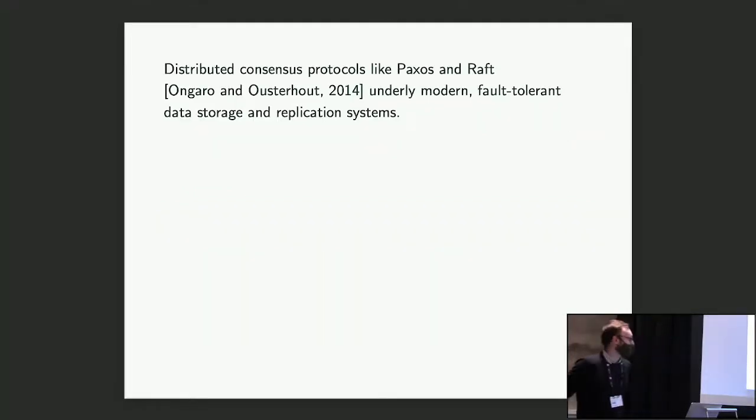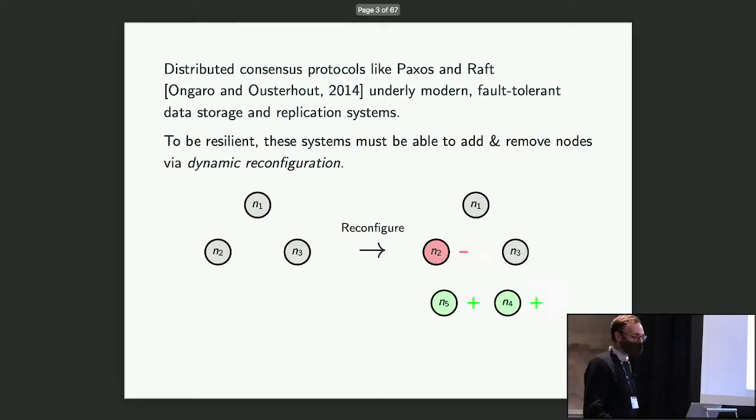So I'll start by motivating why we might want to do these kinds of formal verification efforts for protocols like this. Generally, distributed consensus protocols like Paxos and Raft now serve as the foundation underlying many modern fault-tolerant data storage, database, and replication systems. To be resilient to failures, these systems must have an ability to do what we refer to as dynamic reconfiguration: over time, we want the set of servers operating a consensus protocol to change dynamically, if you want to add or remove nodes to perform a software upgrade or just to elastically scale your cluster, you need to be able to do this dynamic reconfiguration process.